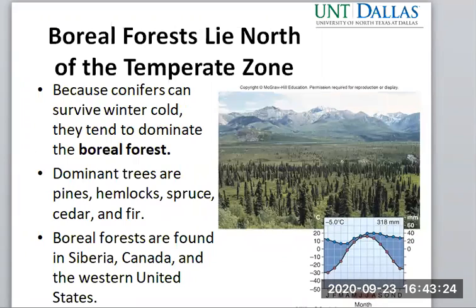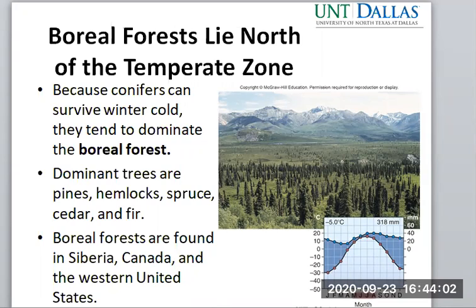We already discussed the boreal forests. They lie north of the temperate zone. Because conifers can survive the winter cold, they tend to dominate those boreal forests, or northern forests. So you will find most of the conifer trees, that means the cone-bearing trees, in those boreal forests. They lie between 50° and 60° north. Mountainous areas at lower latitudes may also have some characteristic species of those boreal forests.